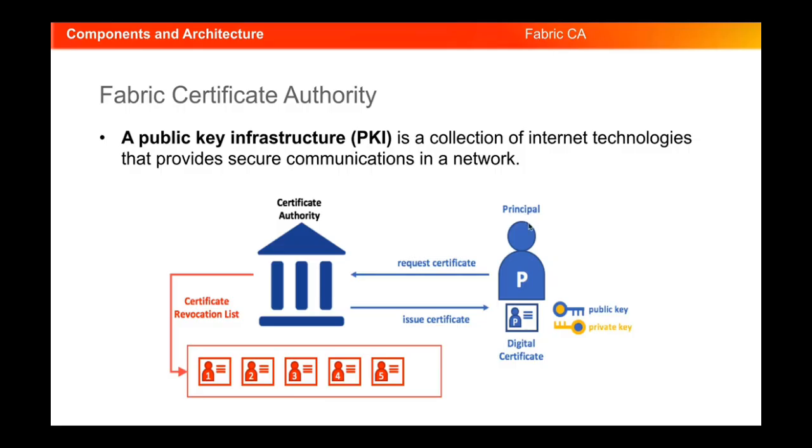As you can see here, you have a user, the principal who requests the certificate. Once he requests the certificate, the certification authority will issue the certificate for that person, and that person can identify himself or herself using the public and private key provided by the certification authority. The certificate authority is also responsible for the certificate revocation list. We'll look into what certificate revocation is in the next slide.